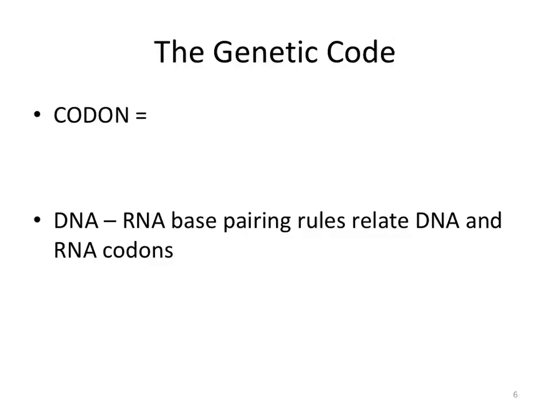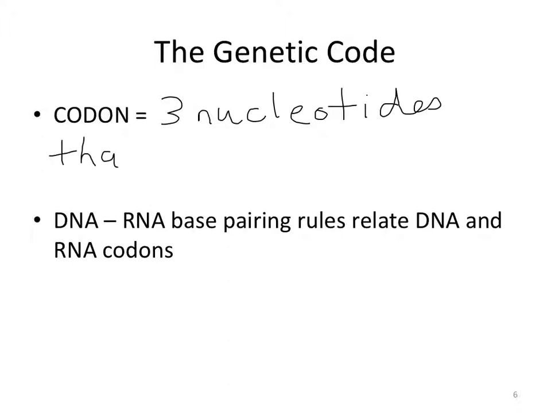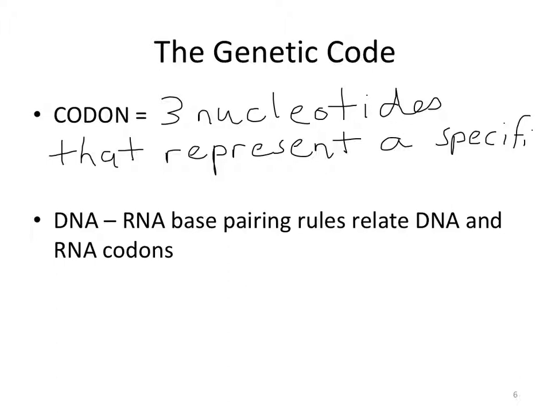All right, so let's talk about the genetic code. There's some terminology here that matters, and one of the terms is codon. So a codon is 3 nucleotides that represent a specific amino acid. Codons can be written in DNA nucleotides or RNA nucleotides.